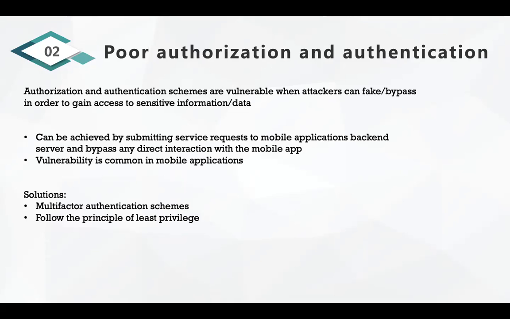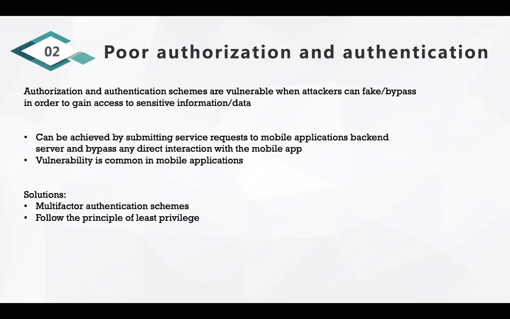And if an attacked user has authorization to information and controls more than they should, then the attacker may take advantage of this. Solutions for this risk include using multi-factor authentication schemes, adding another layer of security over the existing authentication process. Another solution is to follow the principle of least privilege, correctly implementing access controls so users only have access to the information and controls that are absolutely necessary.